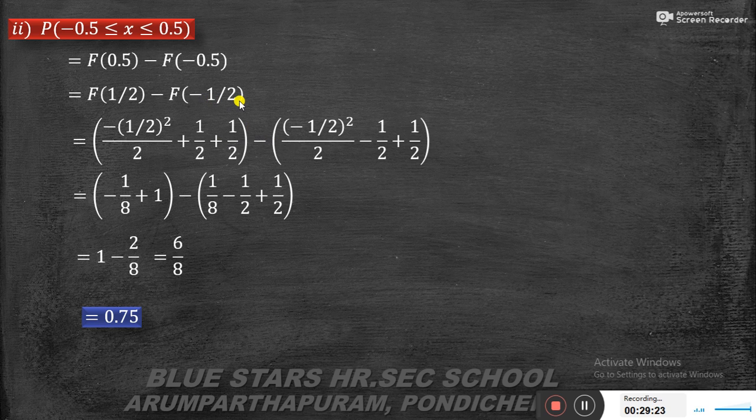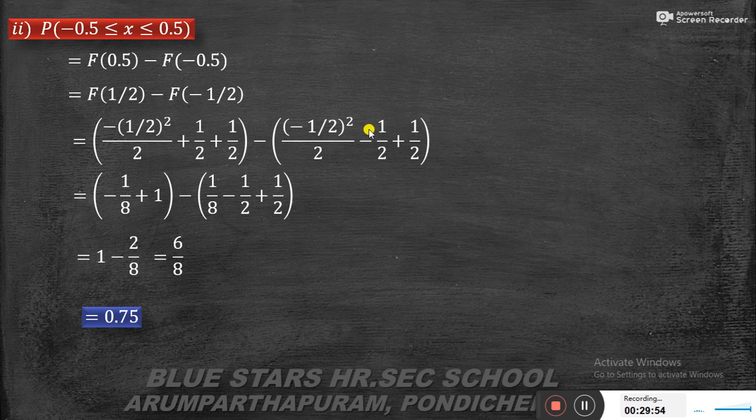Next, x equal to minus 1 by 2. I substitute in the second interval. The second interval is minus 1 less than or equal to x less than 0, that means x square by 2 plus x plus 1 by 2. So x equal to minus 1 by 2: minus 1 by 2 whole square by 2 plus x, that means minus 1 by 2, plus 1 by 2. So the next step, that means 1 by 4, so 1 by 4 by 2 means minus 1 by 8 plus 1 by 2 plus 1 by 2.